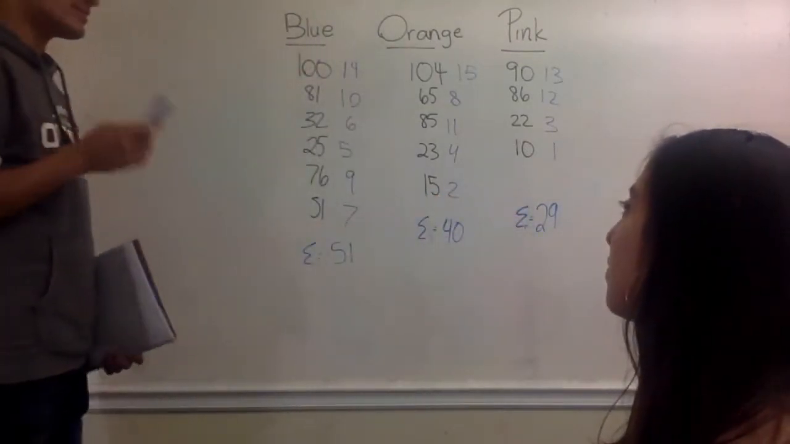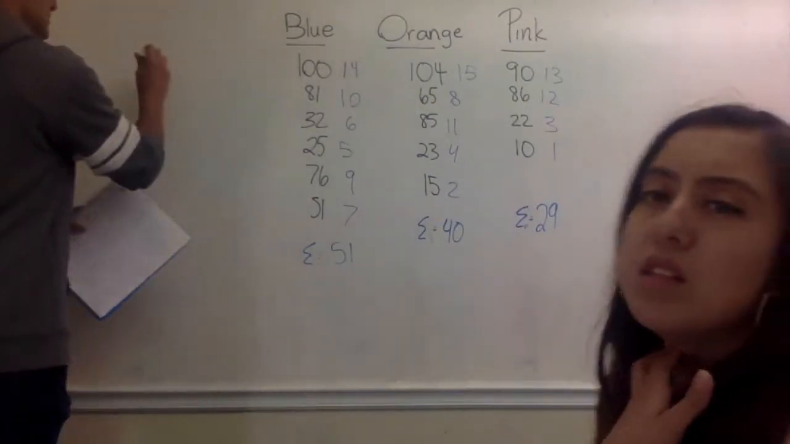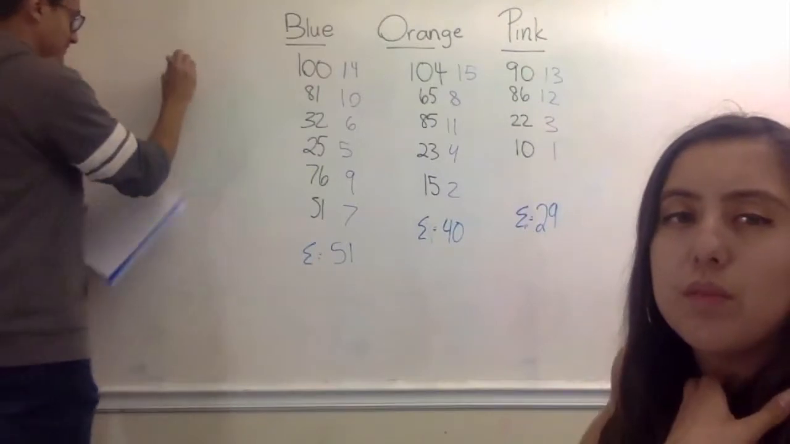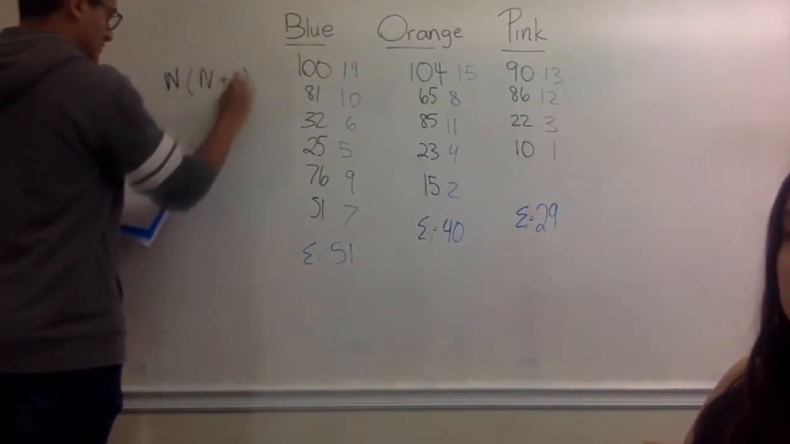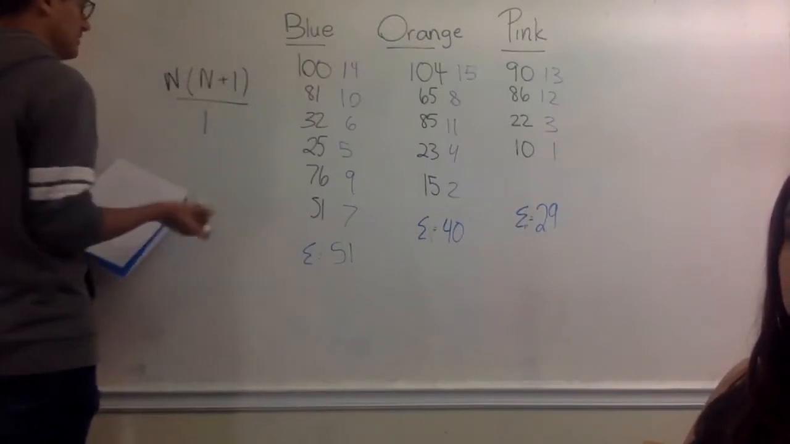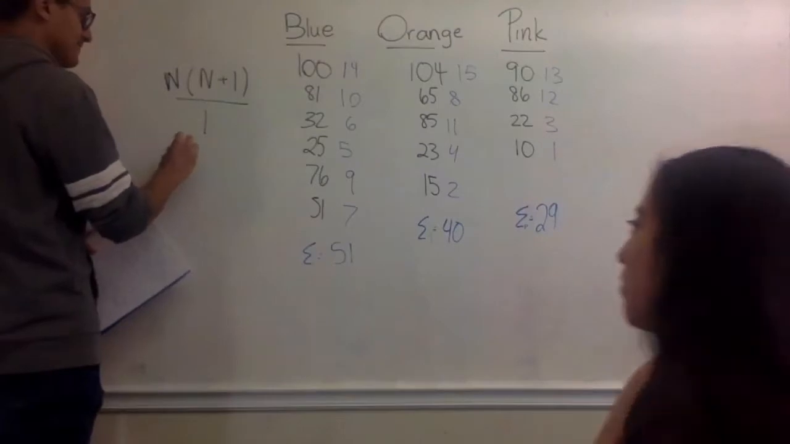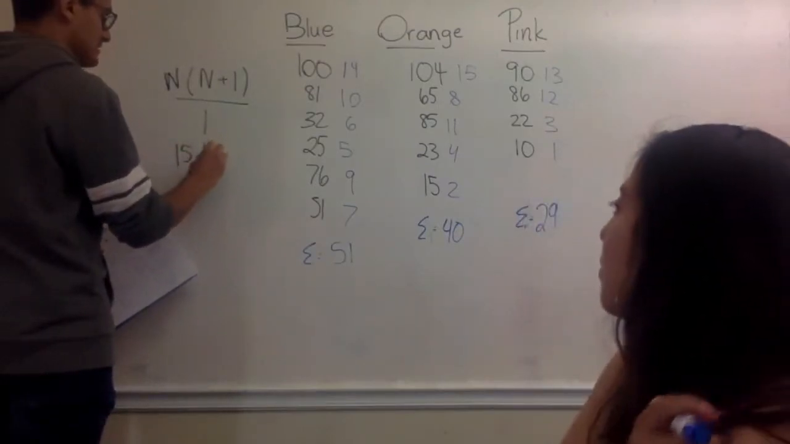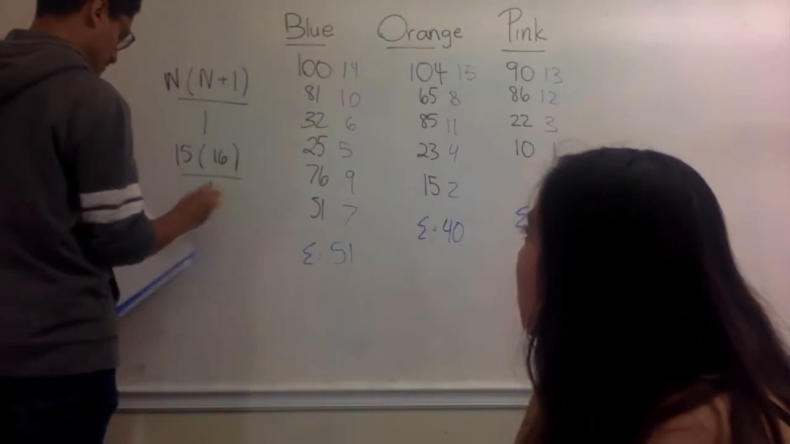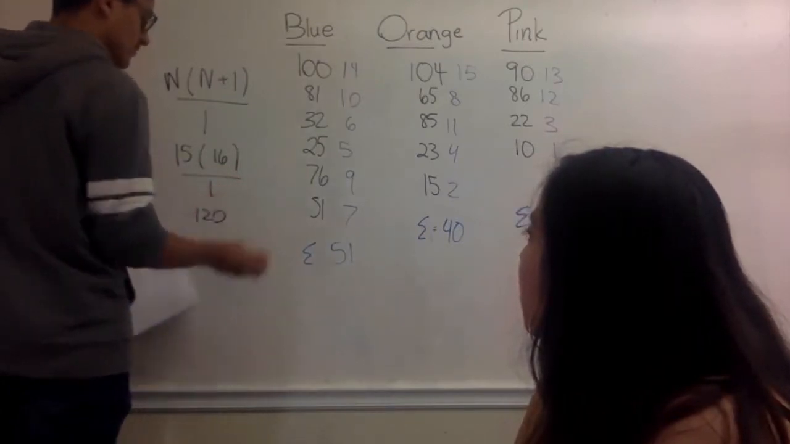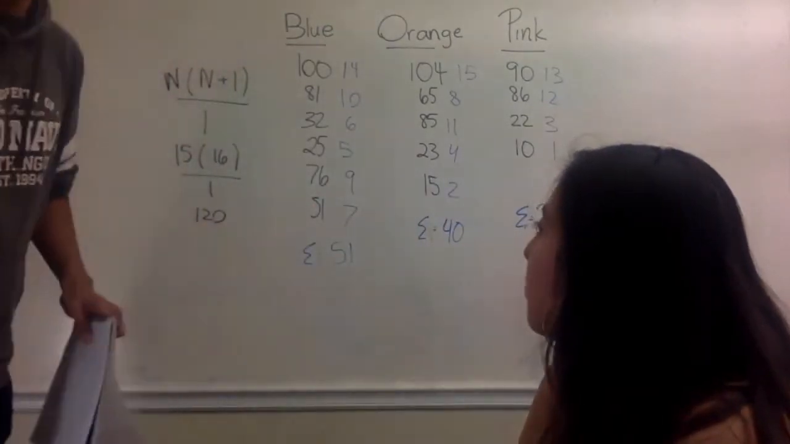And there's a really cool equation we can use to double check if we're correct. What is the equation? N(N+1)/2. So N is 15, and then N+1 is 16. And so we should get 120. So if we add up 51, 40, and 29, we do the math.